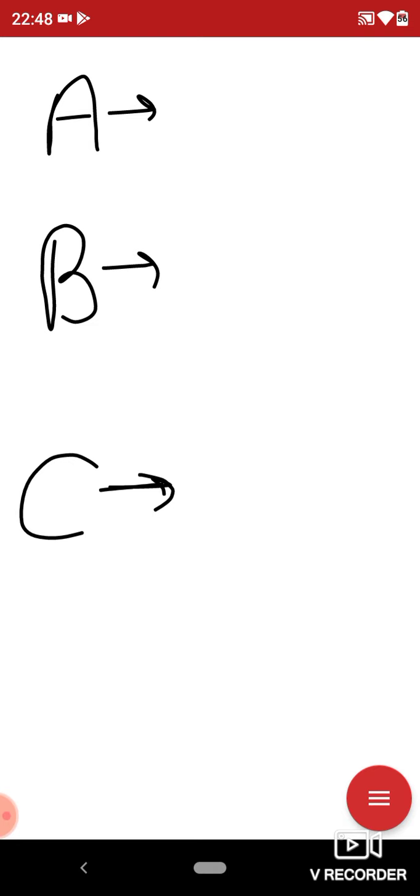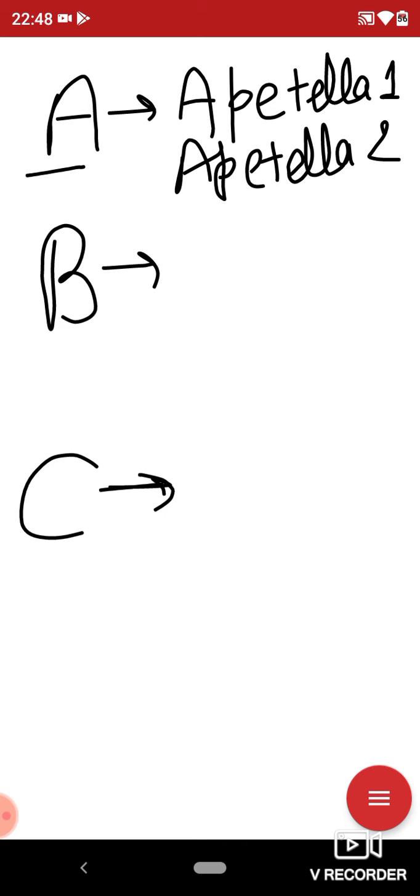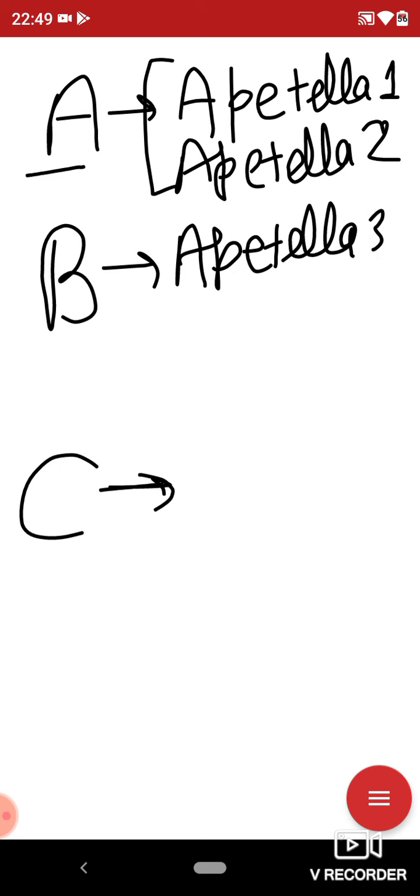Class A has 2 genes. One is Apetala 1, a gene classified in the class A family. The next one is Apetala 2. Both of these genes are class A genes. The class B genes have Apetala 3. Apetala 1, 2, 3 are abbreviated as AP1, AP2 and AP3, and we will further use AP1, AP2 or AP3 for them.